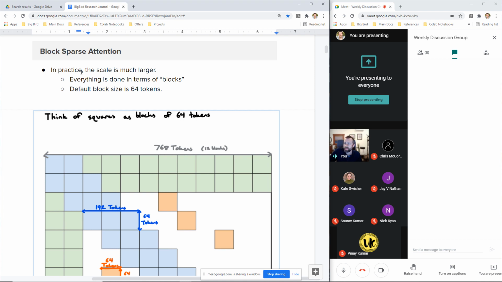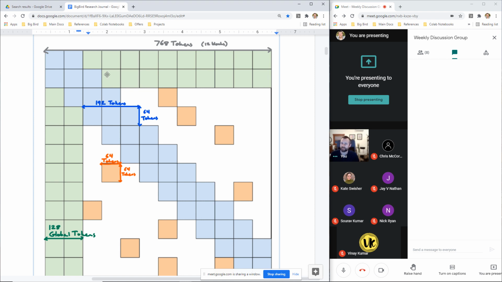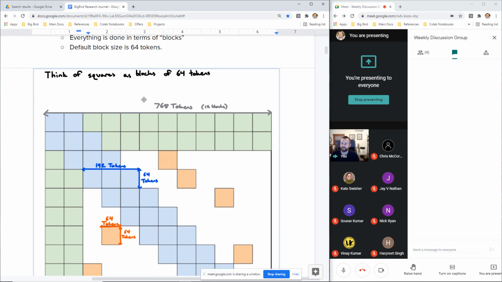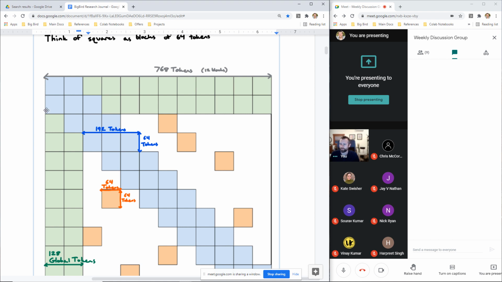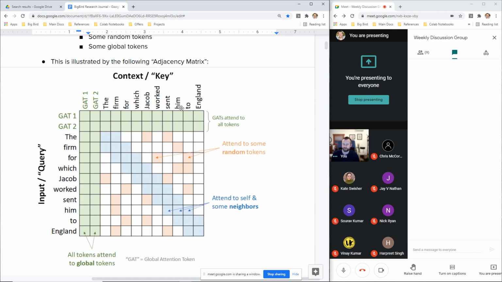What they implement for BigBird, they actually call Block Sparse Attention. When they show these adjacency matrices, each of these squares actually represents a block of tokens, and the default block size is 64 tokens. So if we take this block as an example, these 64 tokens in the sequence are attending to these 64. The scale of this is a lot larger than our trivial example here with about 10 words in it.